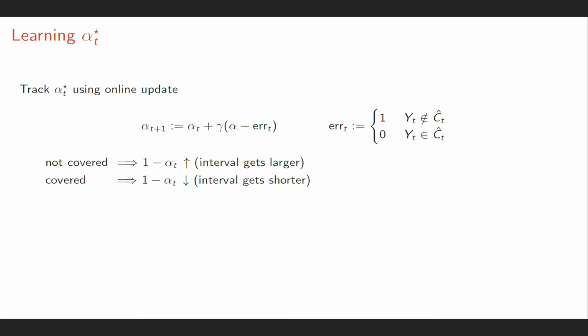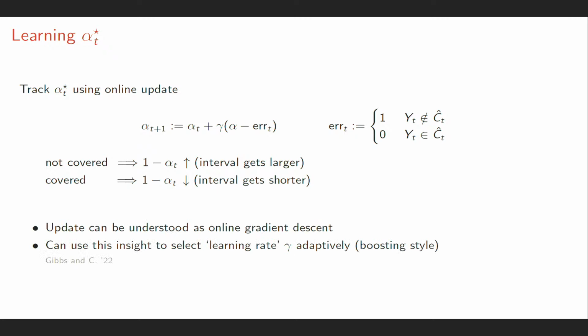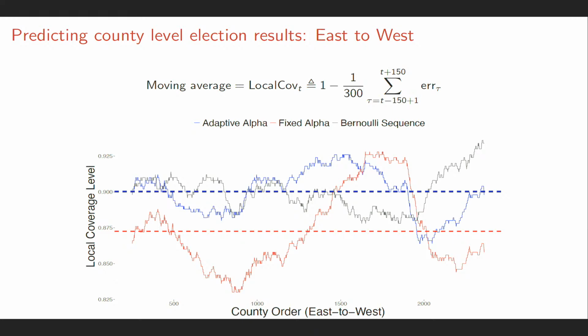And so what you can see this equation does is, if I made a mistake, I did not cover, it's probably because my quantile is too low, so you should pump it up. This equation says, if I did not cover, 1 minus alpha t will go up, so go higher on the quantile you should use. If you covered, you're probably too conservative, lower it a bit. It cannot be simpler. We're going to see later on that this can be understood as an online gradient descent algorithm, and then we can use this insight to choose a step size gamma: do you want to react fast, do you want to react slowly? This point of view is going to be helpful. But right now I want to show you that when you do something like this, things go well.